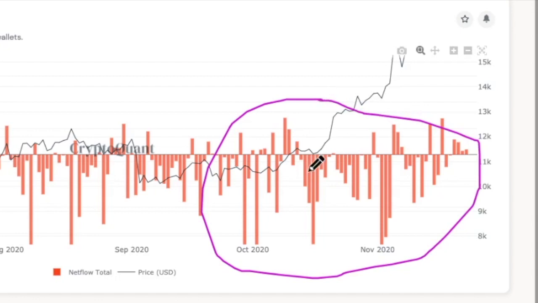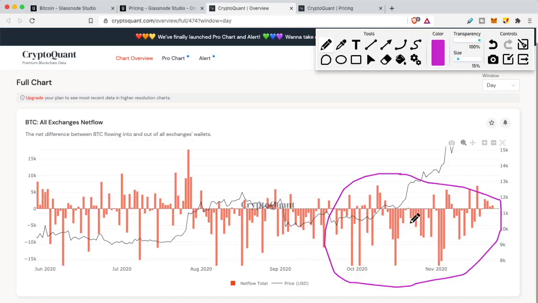A lot of this Bitcoin has been taken off of the exchanges in November of 2020. And of course, as we know, the price has gone from $13,000 all the way up to above $18,000. So you have these two options. I think Glassnode is clearer, but you can also use this free version of CryptoQuant as well.